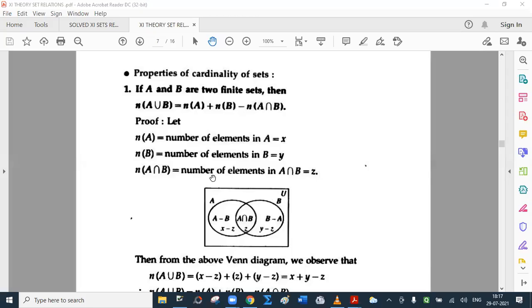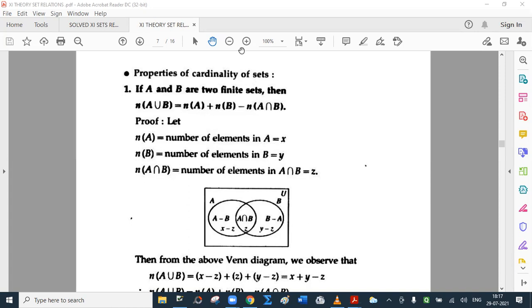Actually, it is all about using common sense. When you say n of A, this common part is taken into consideration. When you say n of B, again this part is taken into consideration. But in a set, one element is to be considered once only. So this part is to be deducted. And that is why, see the proof: n of A, the number of elements in A, let that number be x.